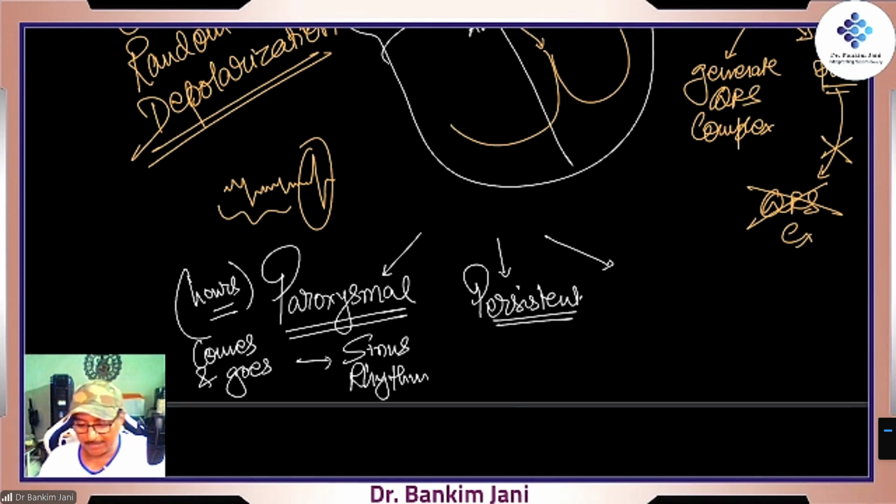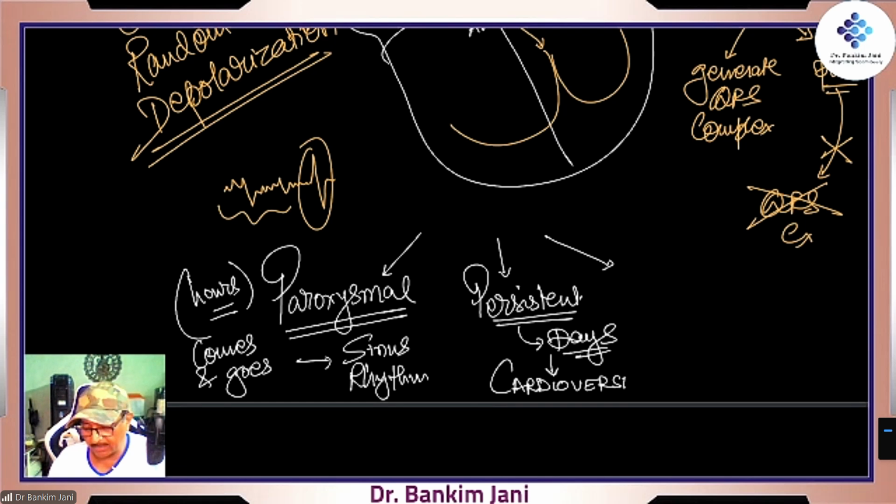Then comes persistent, which lasts for days. In such a case, you need to go for what is called cardioversion. You need to give them the shock. There are drugs also available, but those drugs have so much toxicity. That's why this is much safer. You need to give anesthesia to the patient because that 20,000 DC volt is pretty high. So that is the cardioversion.